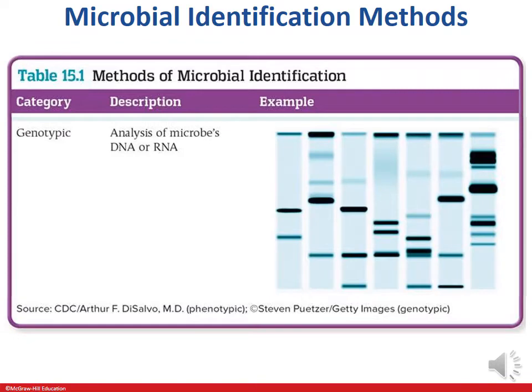And with new advances in the Human Genome Project and the Microbiome Project that we've talked about, there are a lot of new methods that are using genotypic assays. And so they would look basically at the sequences of DNA and RNA of the microorganism to identify them.